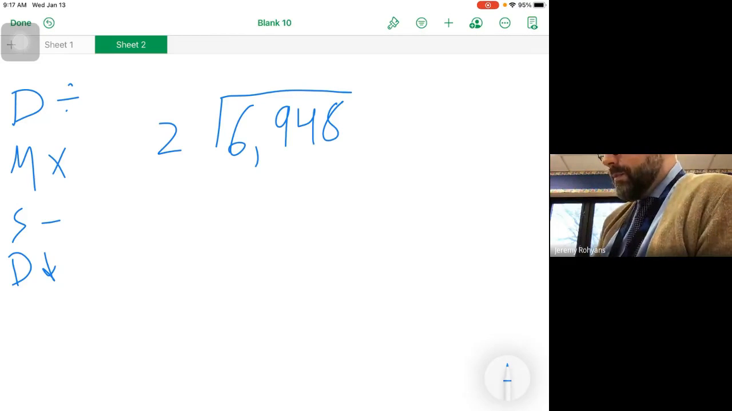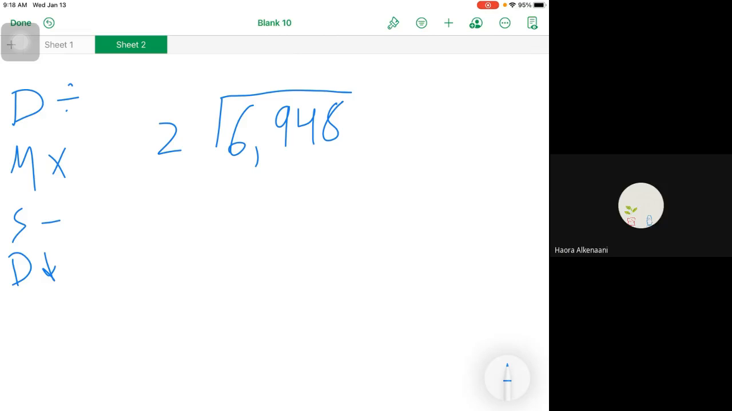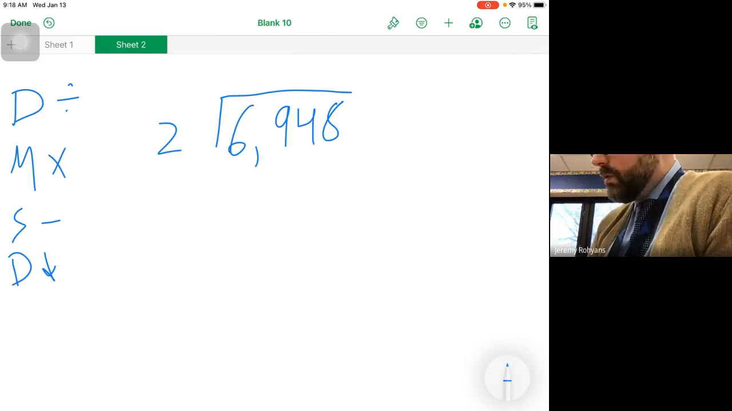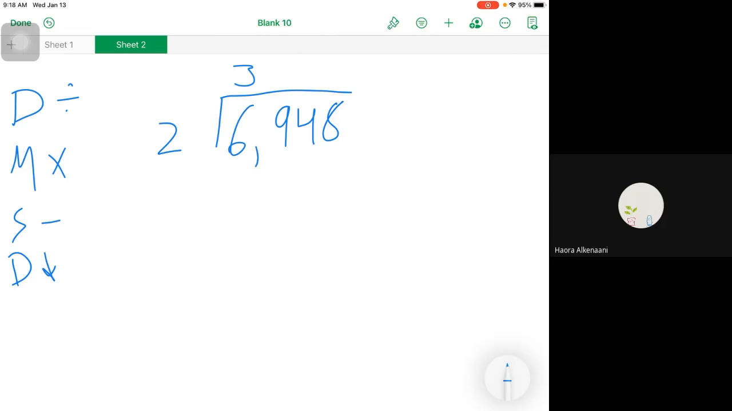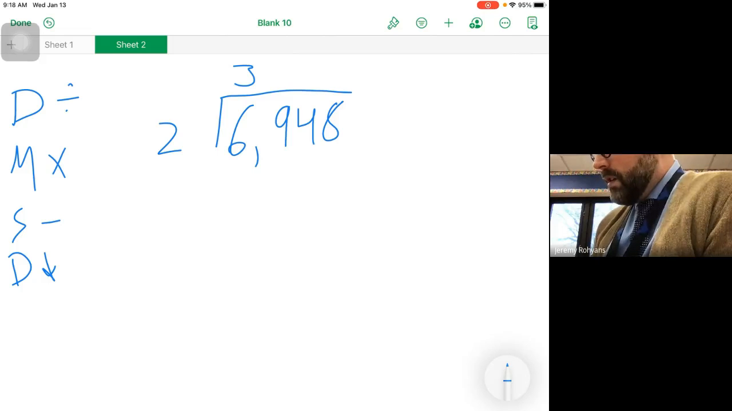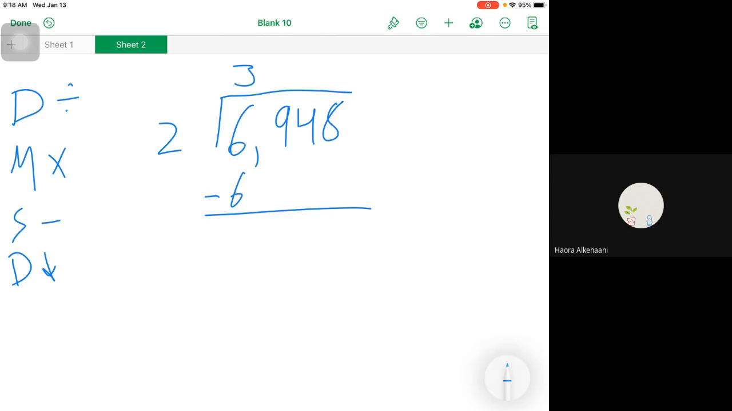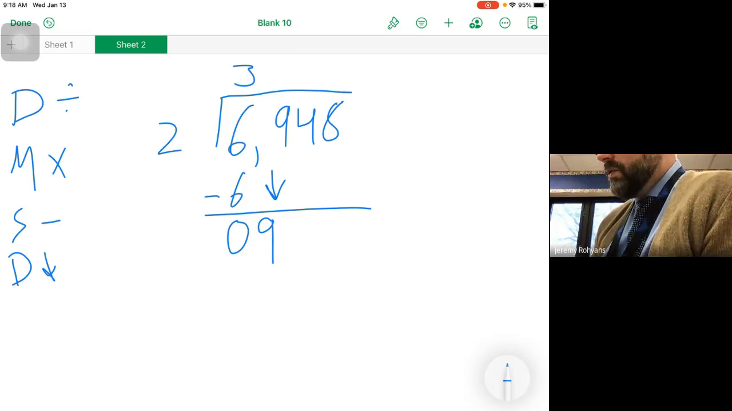My first step is I'm looking at the 6, the 6 in the thousands place there. How many times does 2 go into that? 3 times. And my 3 will go up here, above the 6. And then we will do the step multiply. We multiply 3 times 2, which is 6. And then you subtract, which is 0. Then you drop the 9. How many times does 2 go into 9?